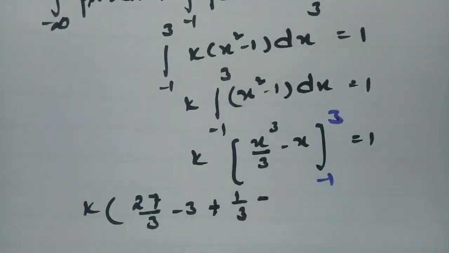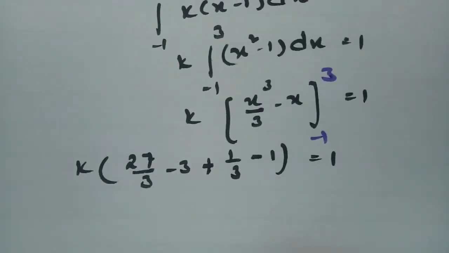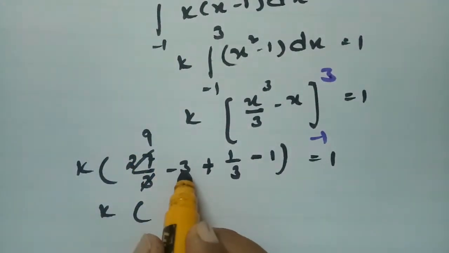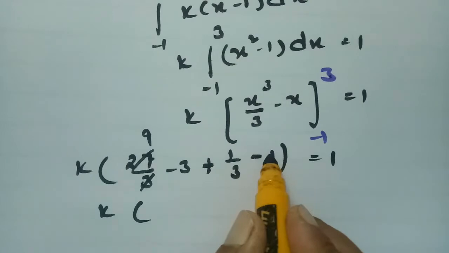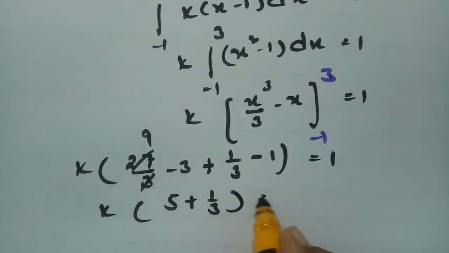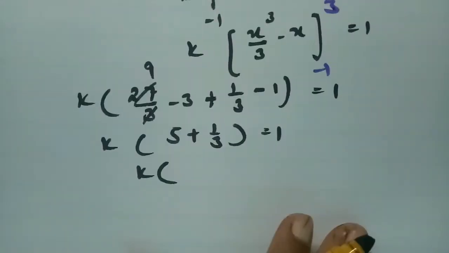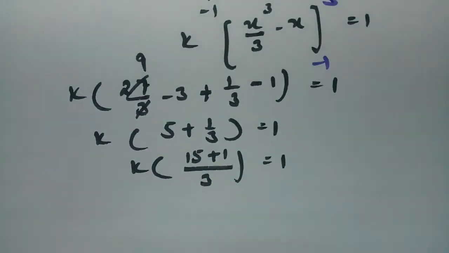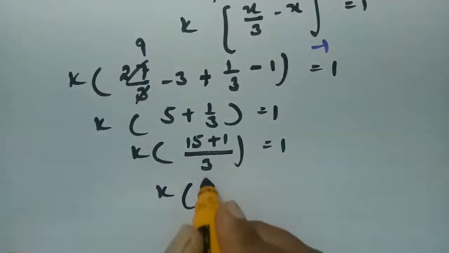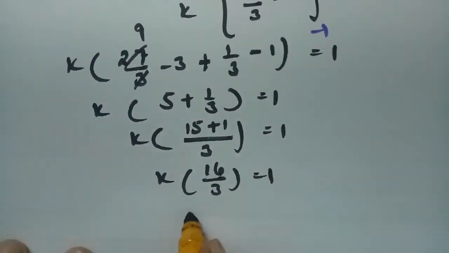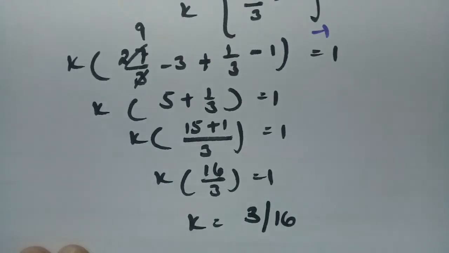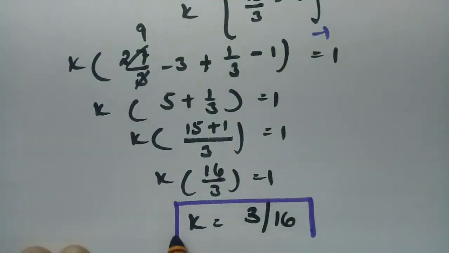So for the lower limit, this is minus. If I substitute minus 1, this will be plus 1, which is equal to 1. So if I cancel this in 3 table, k times (9 minus 3, this is 6, 6 minus 1, this is 5, plus 1 by 3) is equal to 1. If I take 3 as LCM, this will be 15 plus 1 by 3. So k times 16 by 3 is equal to 1, and therefore the value of k is equal to 3 by 16. Therefore I got the value of k as 3 by 16.